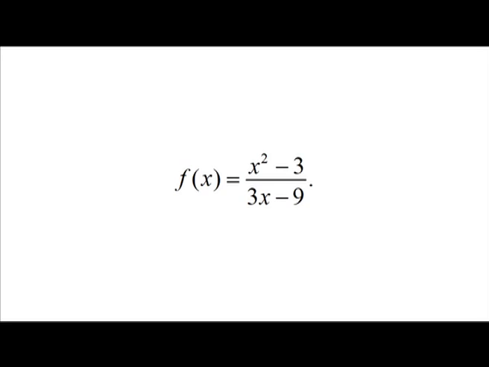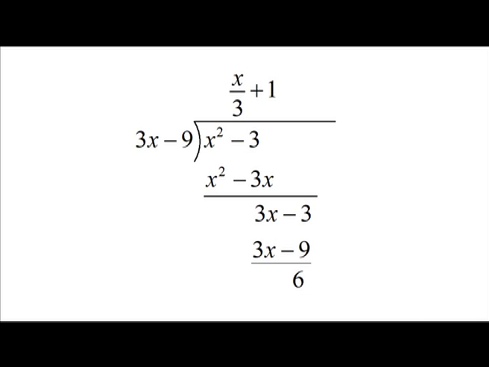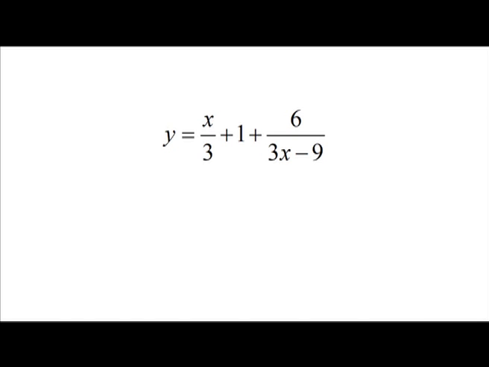Oblique asymptotes. Let y = f(x) be given by f(x) = (x^2 - 3)/(3x - 9). We perform actual division. Hence, we get y = x/3 + 1 + 6/(3x - 9).